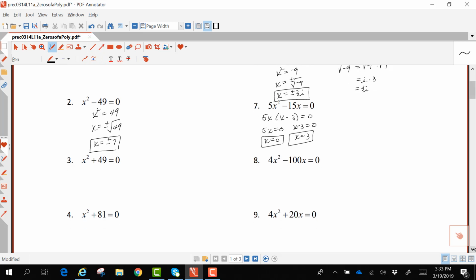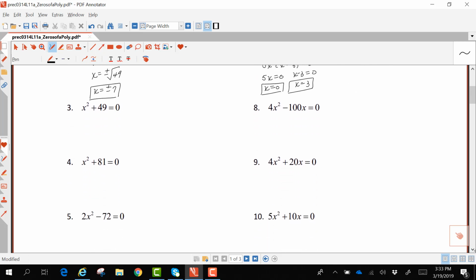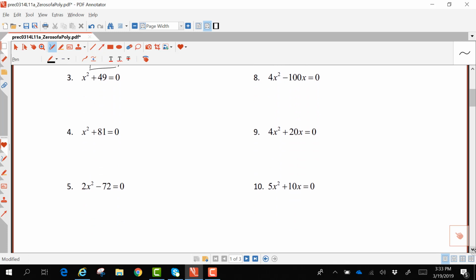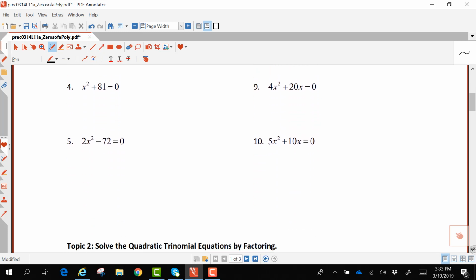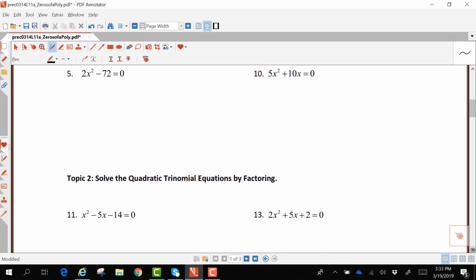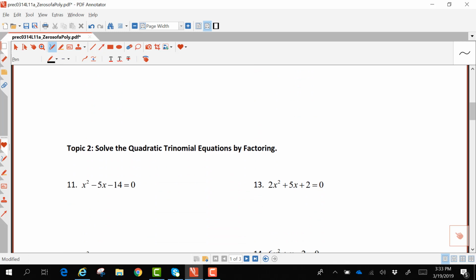Let's scroll down into topic 2. Here we are still solving. Now we're solving trinomial equations by factoring. So remember, a trinomial has 3 terms, and in each of these trinomials they are set equal to 0, which is a requirement before factoring.